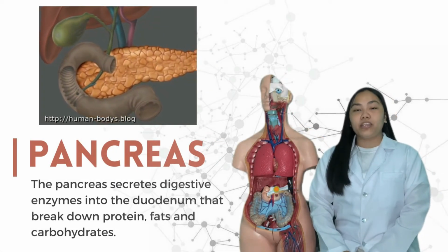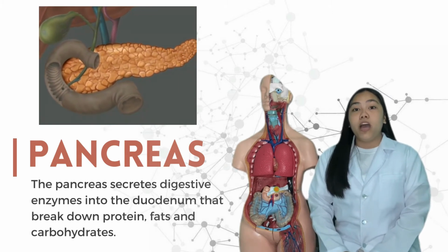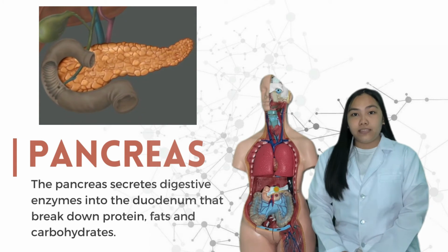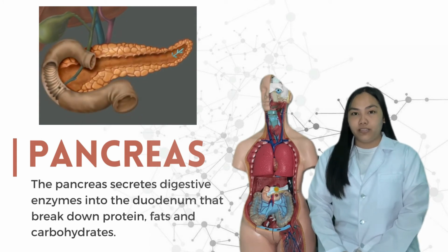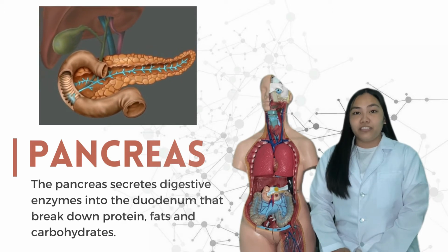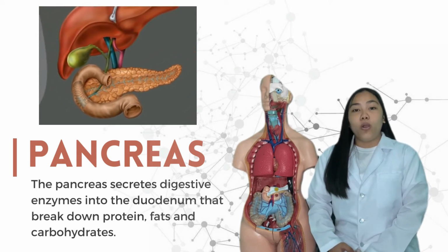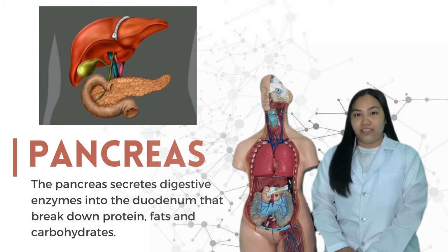Pancreas. The pancreas secretes digestive enzymes into the duodenum that break down proteins, fats, and carbohydrates. The pancreas also makes insulin, passing it directly into the bloodstream. Insulin is the chief hormone in your body for metabolizing sugar.